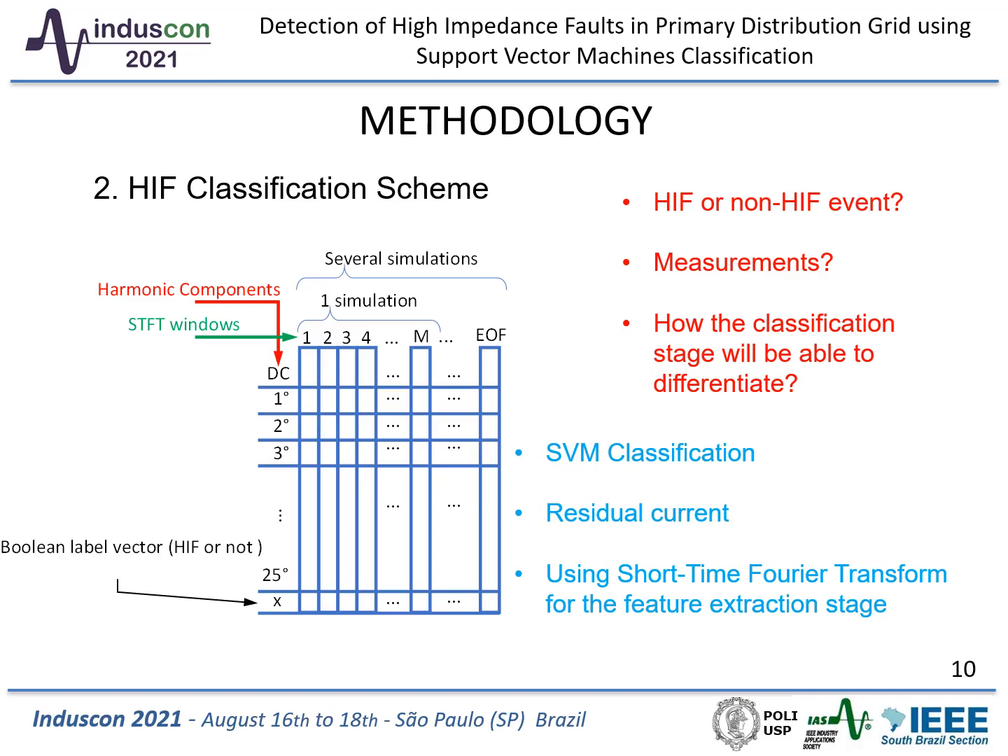The developed system must be able to distinguish HIFs from other transients of common occurrence in a distribution system, such as inrush currents, capacitor switching, and load switching, for instance, to avoid false tripping. This stage is performed by the SVM classifier.